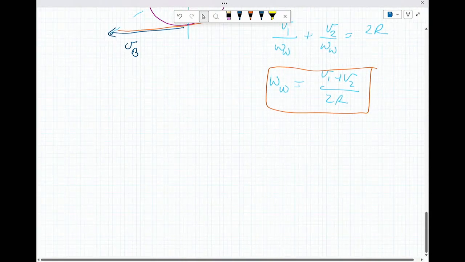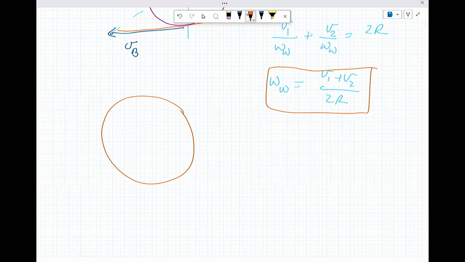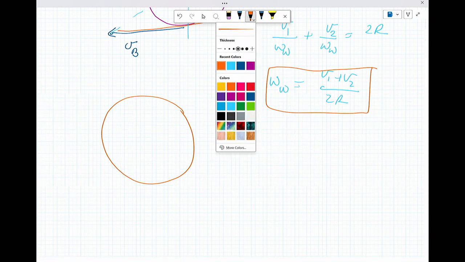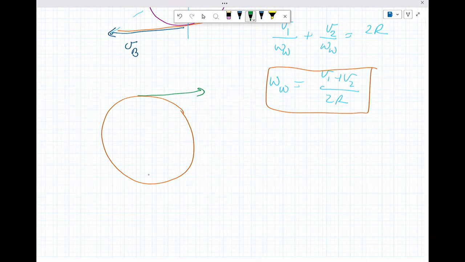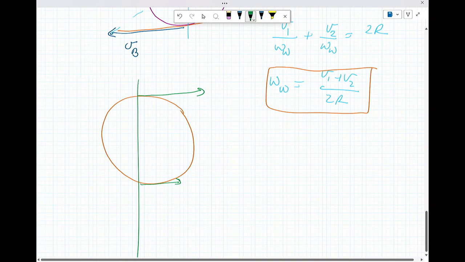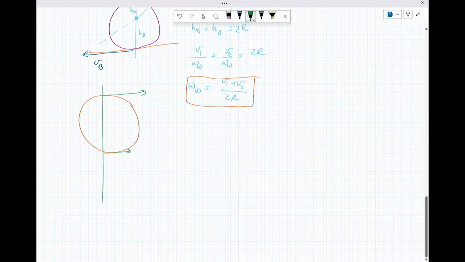You also have another case where you might have, say, again, a wheel, and you have this, and you have this, and you drop a perpendicular off of that, and I'm going to make my life easier.